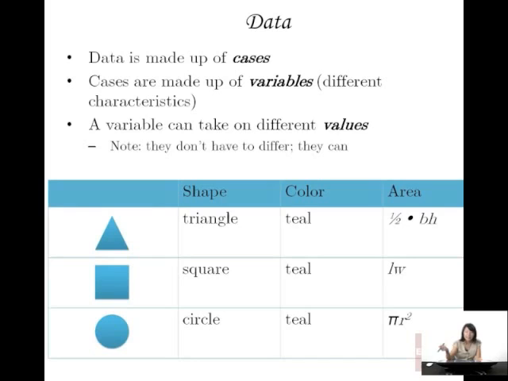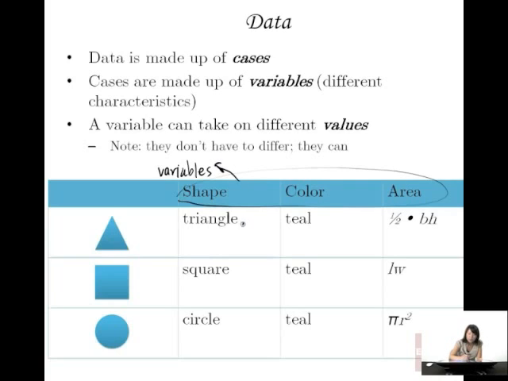So just to give you an example, here's a data set that's really simple. We have three cases, right? Three shapes, right? And they have different variables. You could think of these almost as dimensions, right? So dimensions of shape, color, area, right? And so these variables right up here, these can actually have different values.